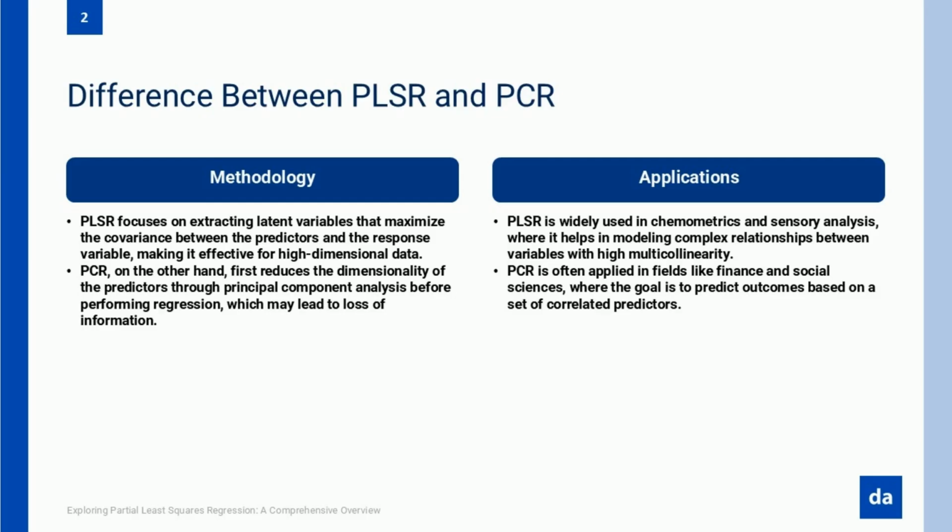PLSR, on the other hand, is way smarter. Instead of blindly reducing dimensionality, it finds new components that maximize the covariance between predictors and the response variable. Translation: PLSR builds its components in a way that actually improves prediction. Imagine hiring a chef not just because they own knives, but because they can actually cook. That's the difference between these two methods.